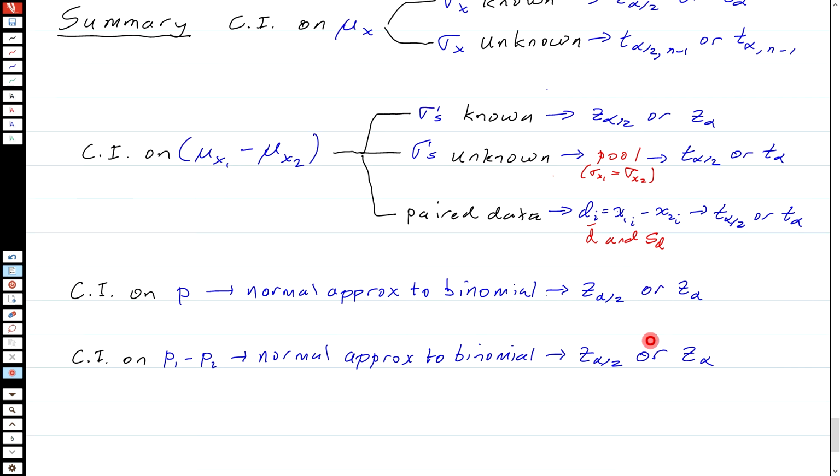Then we looked at confidence interval on proportions, and here we made use of the normal approximation to the binomial, so we always use z alpha by 2 for two-sided or z alpha for a single-sided. And confidence interval on the difference in proportions, again making use of the normal approximation to the binomial, we use z alpha by 2 or z alpha.